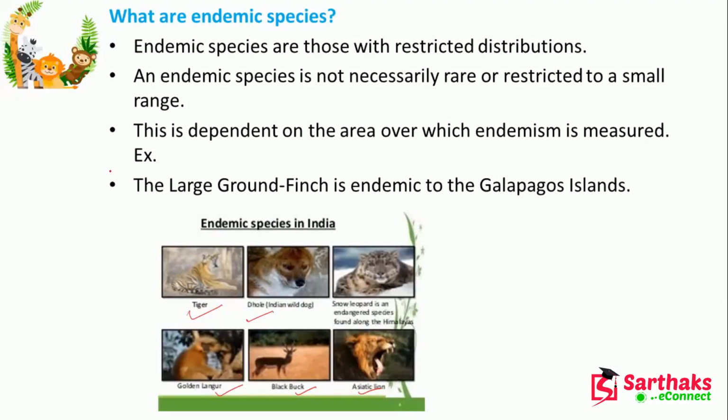Endemic species is not necessarily rare and restricted to a small range, and this is dependent on the area over which endemism is measured. Large ground finch is endemic to the Galapagos Islands. So these are endemic species, which have some restricted distribution.